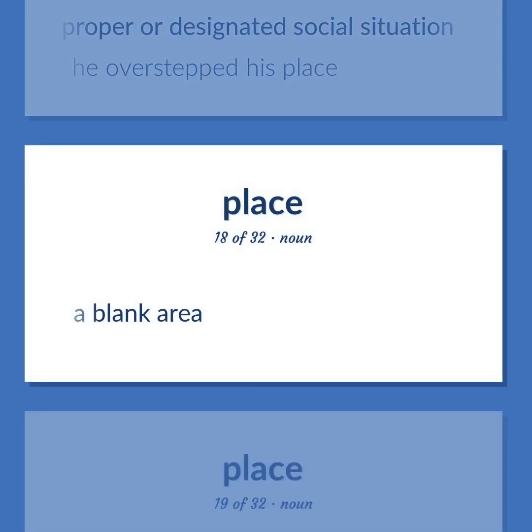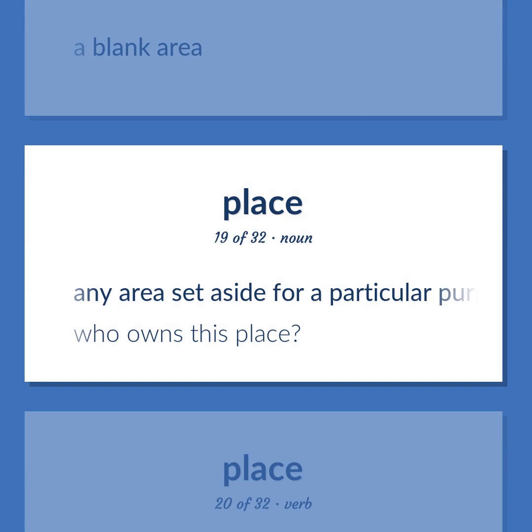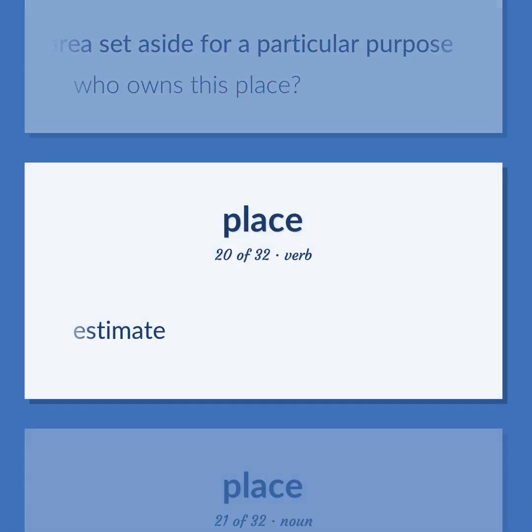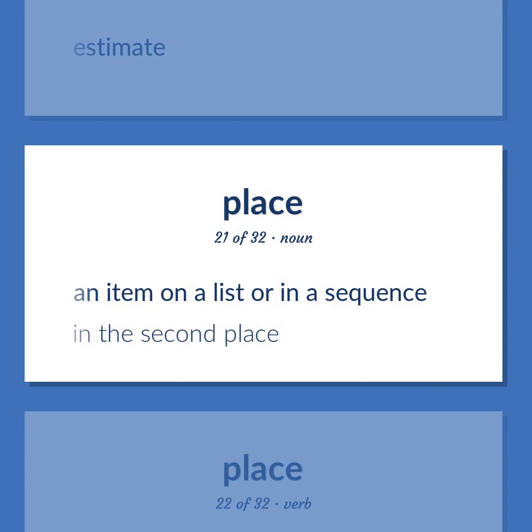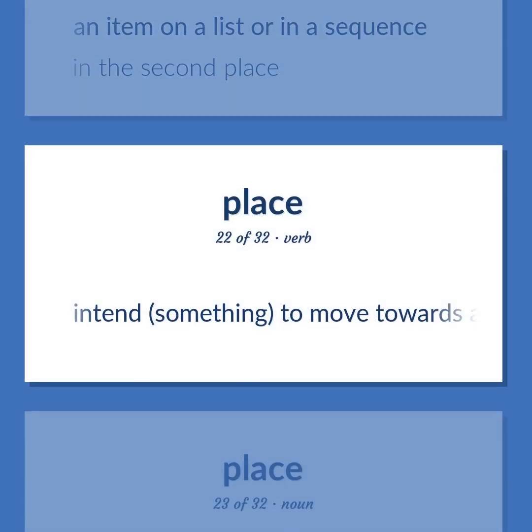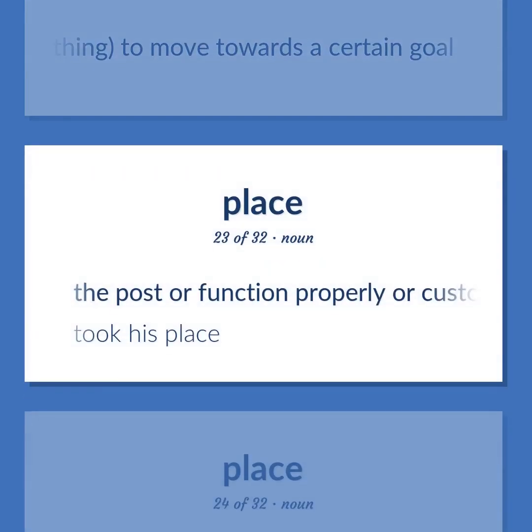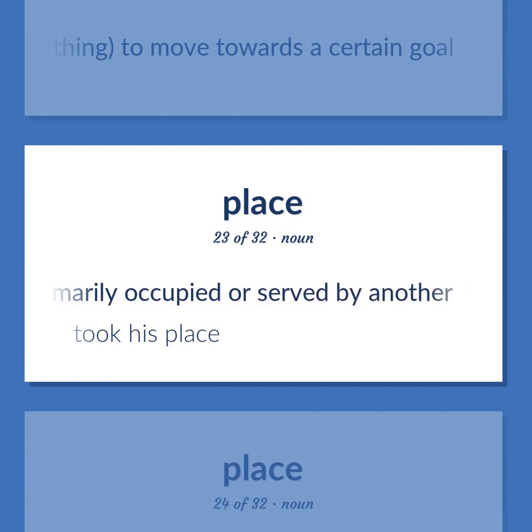A blank area. Any area set aside for a particular purpose. Who owns this place? Estimate. An item on a list or in a sequence. In the second place. Intend something to move towards a certain goal. The post or function properly or customarily occupied or served by another. Took his place.